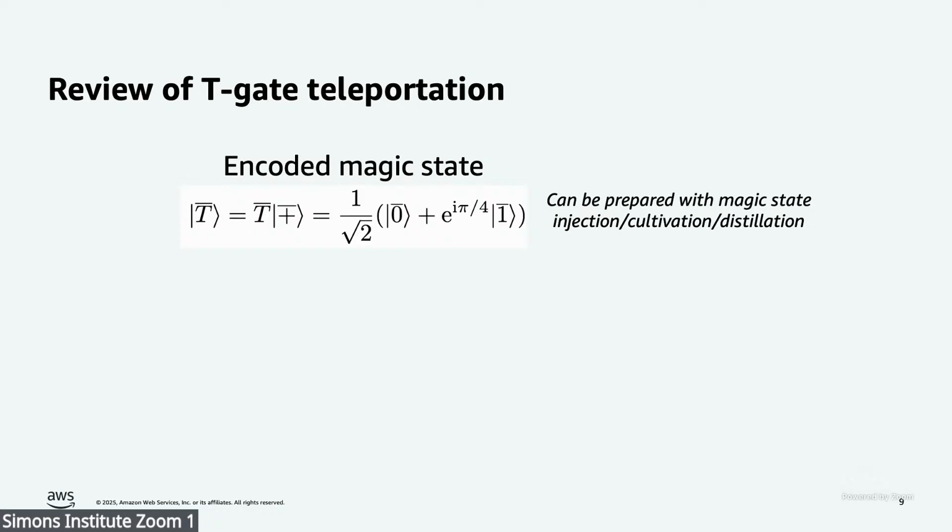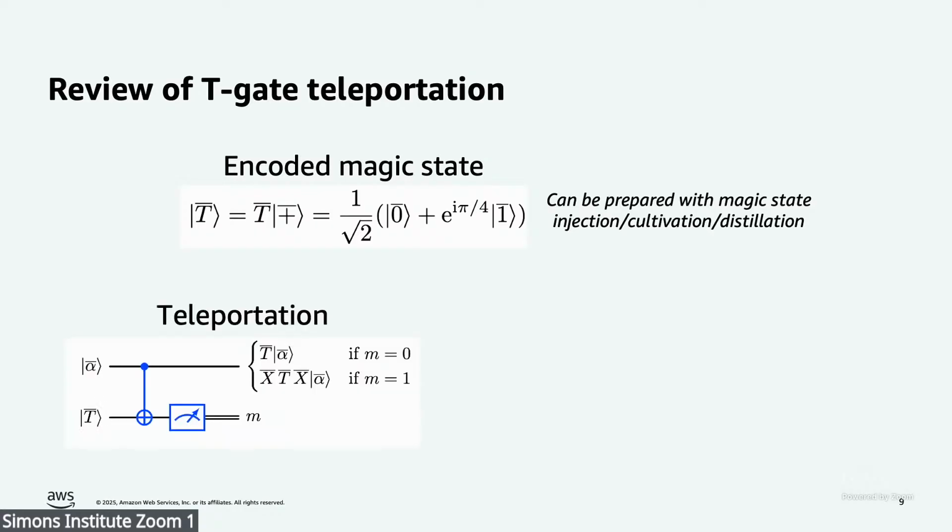Now, this can be prepared with a multi-step process where you prepare a physical T state, and then you encode that physical T state. There are terms like magic state injection, magic state cultivation, magic state distillation. Distillation is what you do to improve the fidelity of these states. But once you've prepared a high-fidelity encoded magic state, you can then apply the T gate onto an arbitrary state alpha by making an entangled measurement between the state alpha and the T state, as shown here.